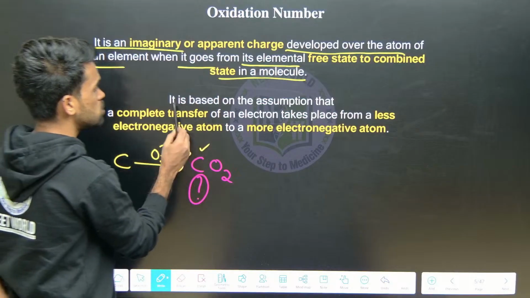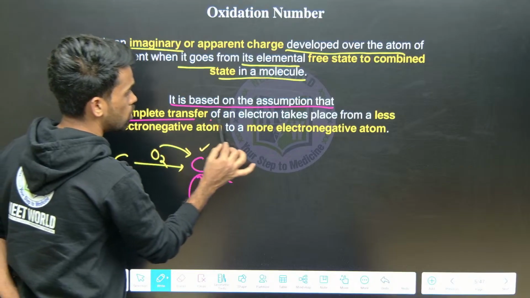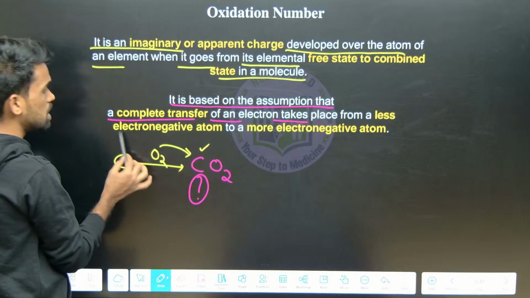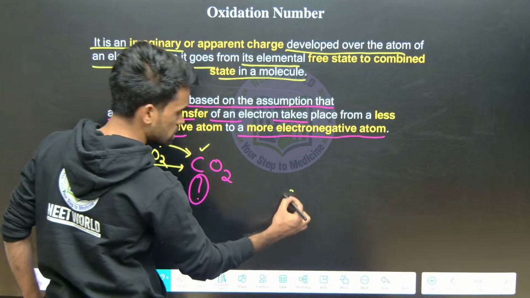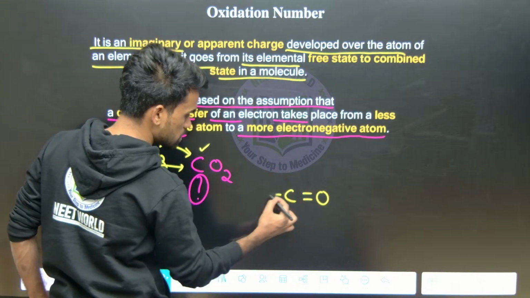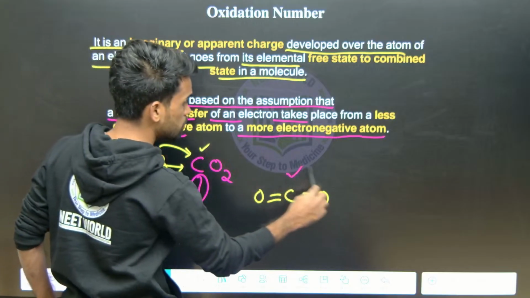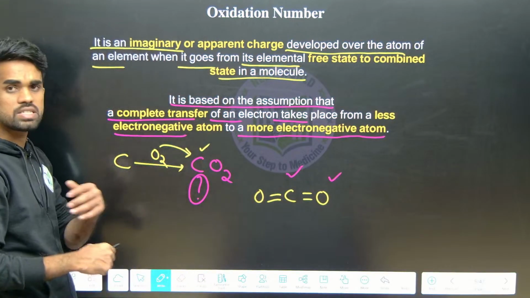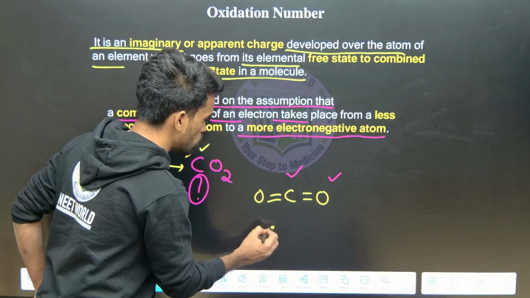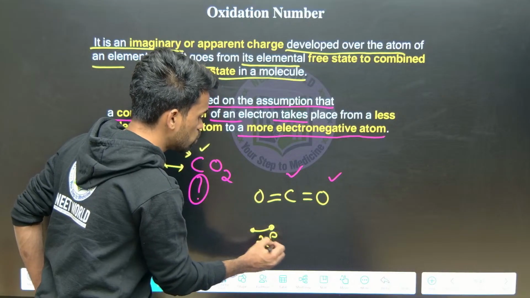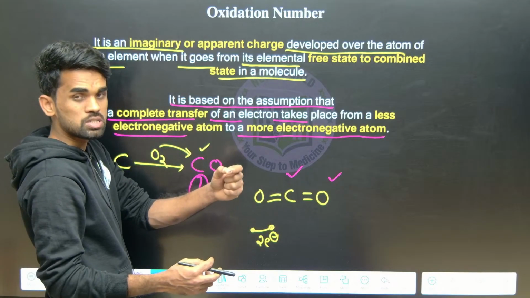See, it is based on the assumption that complete transfer of electrons takes place from a less electronegative atom to a more electronegative atom. It means here carbon dioxide you are seeing right now. So carbon dioxide will be like this. Depending upon the electronegativities of the central atom and the surrounding atom, these oxidation states are given to the elements. Each bond contains 2 electrons. How many electrons are there in each bond? 2 electrons. So these 2 electrons in a bond will be taken by only one element.